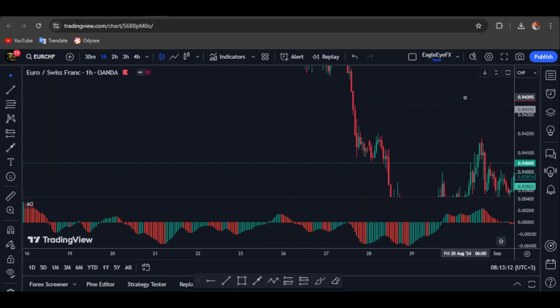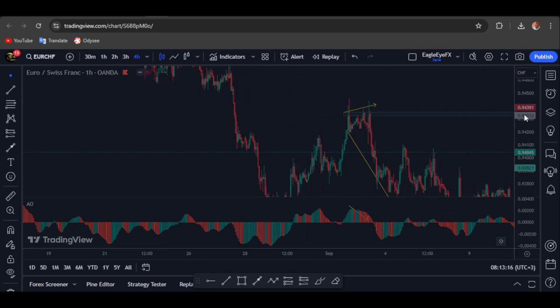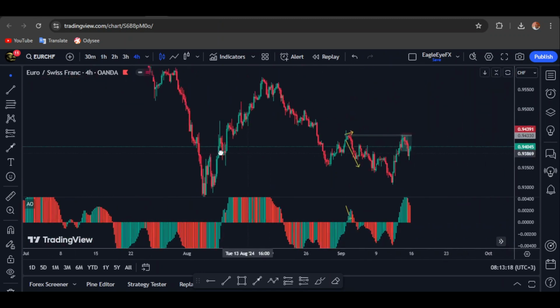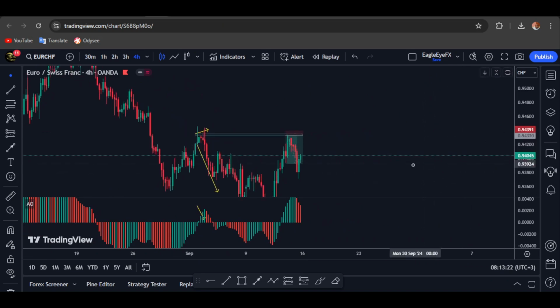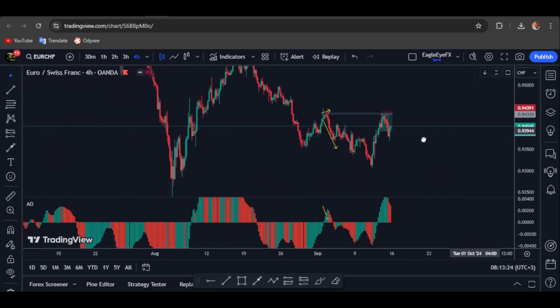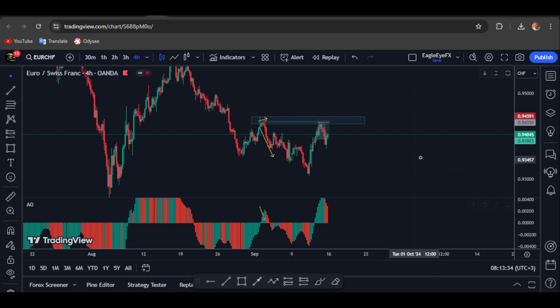Then you just wait for the market to tap that zone, then you do what? Then you enter. And of course, you have to consider market structure. I cannot overemphasize that. And you can see that on the 4 hour time frame, once the market comes to this level, that is a very strong resistance level where we want to start looking for selling opportunities.